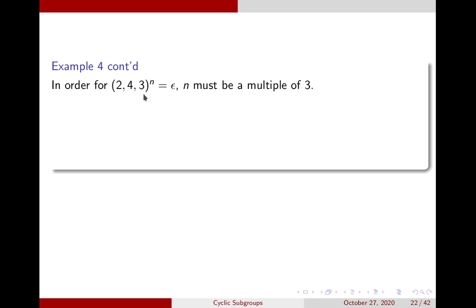In order for 243 to the n to be the identity, n is going to have to be a multiple of 3. In order for 15 to the n to be the identity, n is going to have to be a multiple of 2.